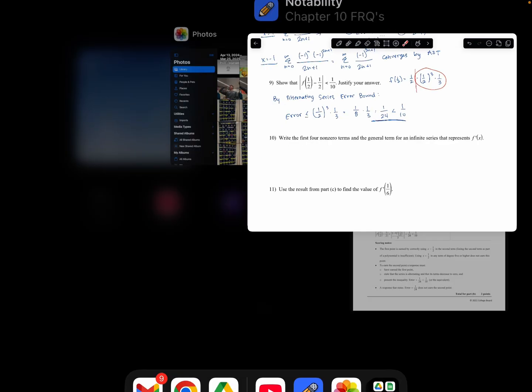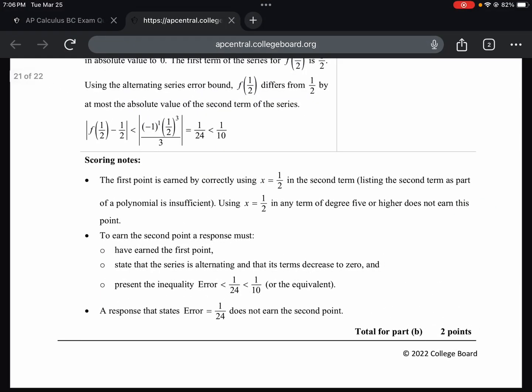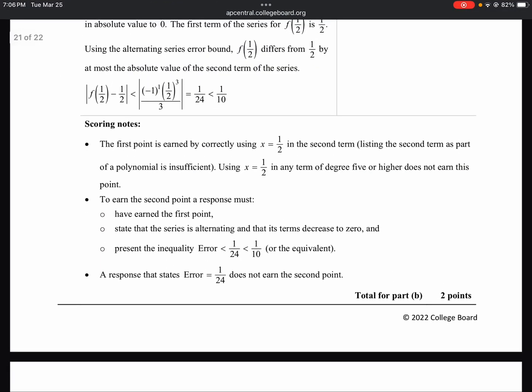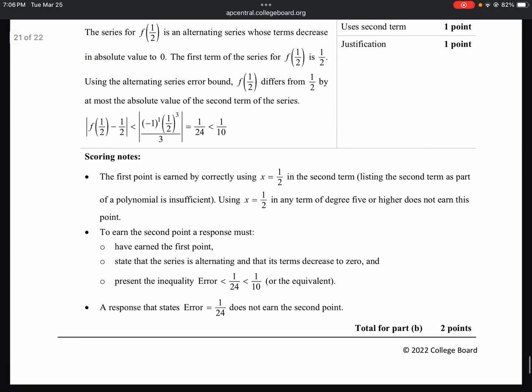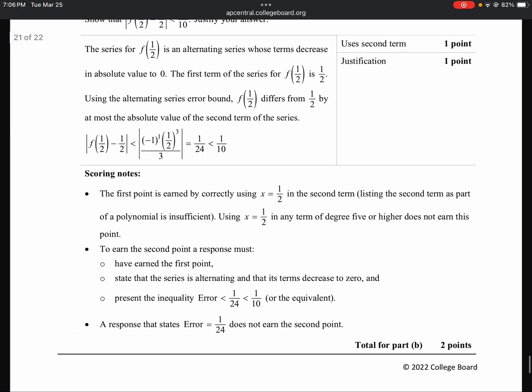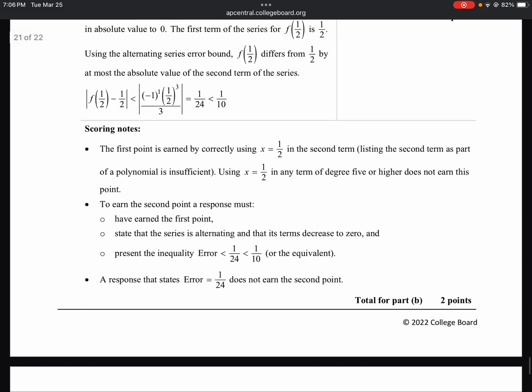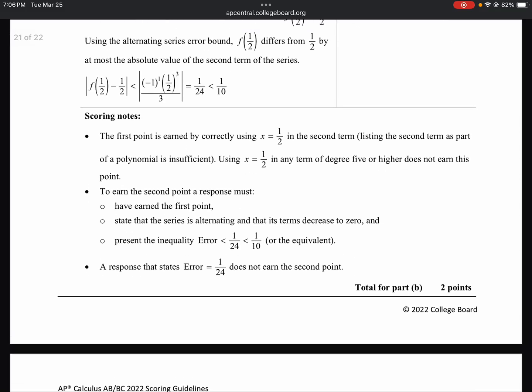So the only thing in question about what I did is potentially stating that the series is alternating and that the terms decrease to 0, which I didn't do. But okay, I probably wouldn't have gotten that point, technically. So let's make sure that you do state that the series is alternating and that the terms decrease to 0. I just feel like that's kind of inconsistent with what they had in the other question, but whatever.